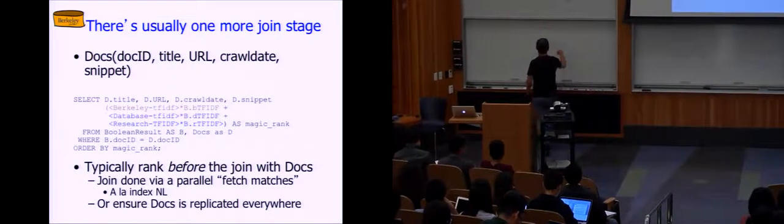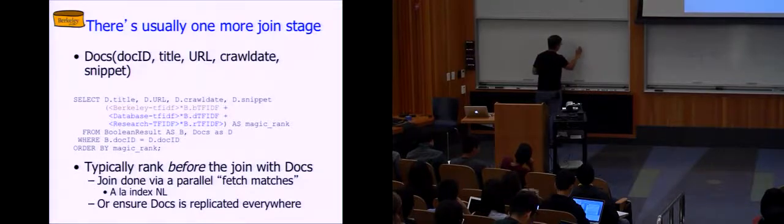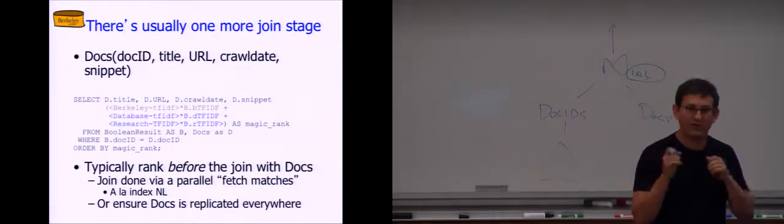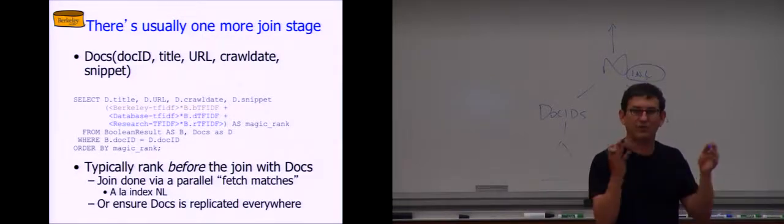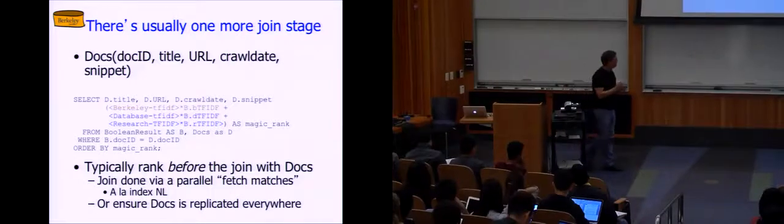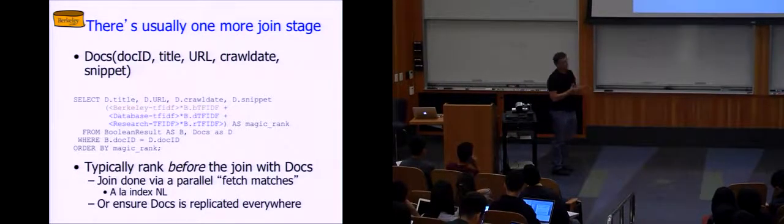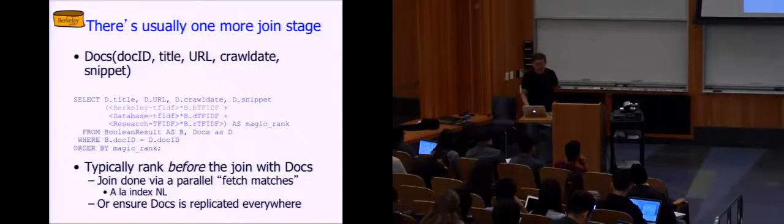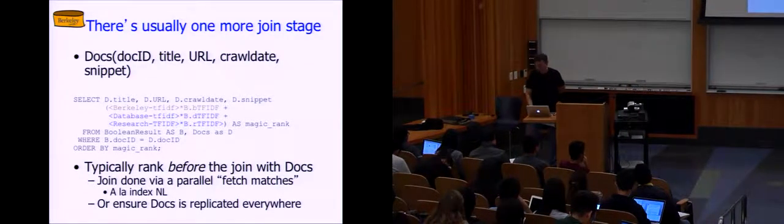Now this is actually parallel index nested loops join, so you actually have to issue a fetch to all the nodes to go fetch the matches to your lookup, right? It's distributed or parallel index nested loops join. Every lookup has to go to the relevant nodes. Or you can replicate the docs table everywhere. That's another option. Then it's always local. All right.